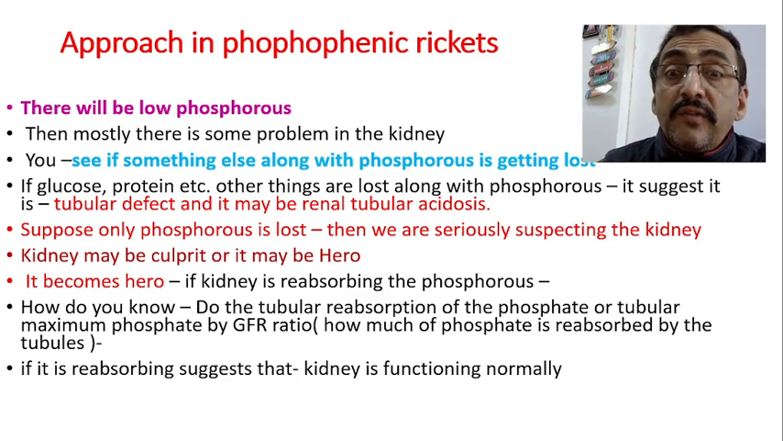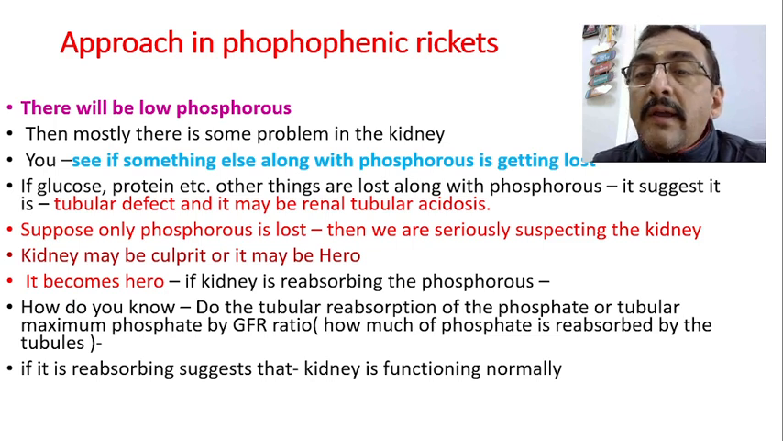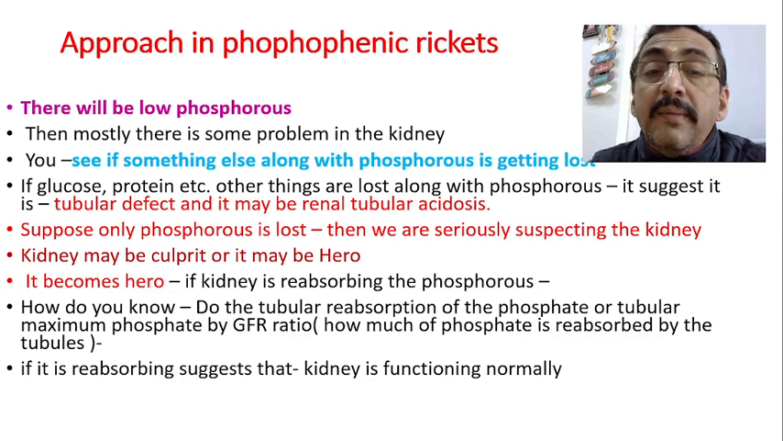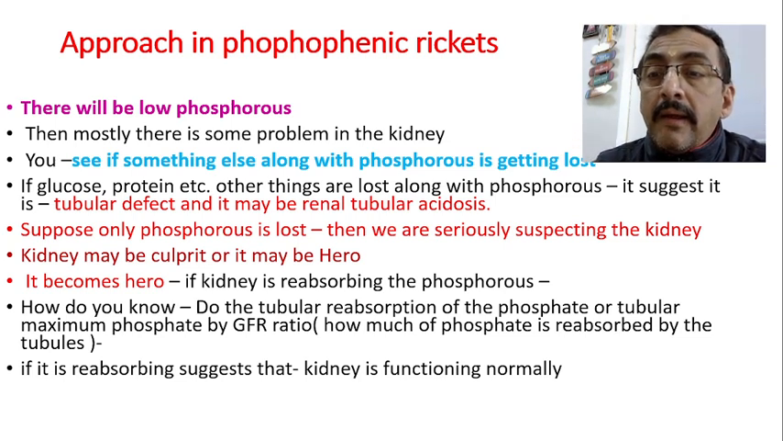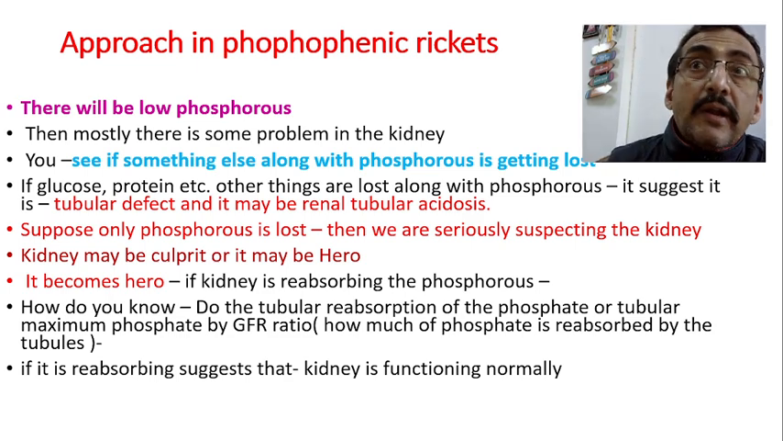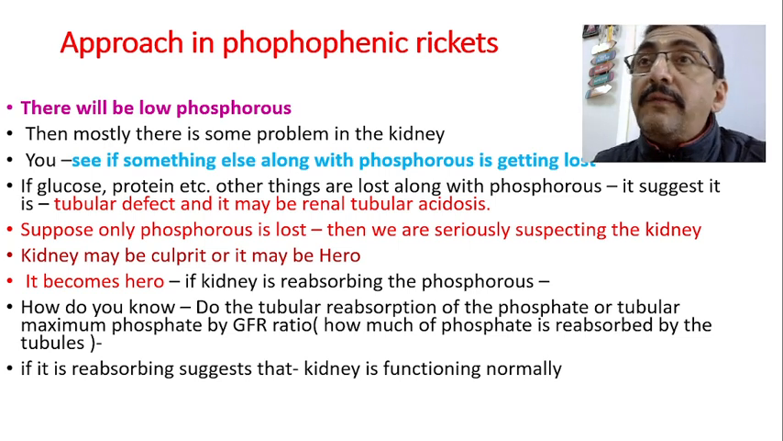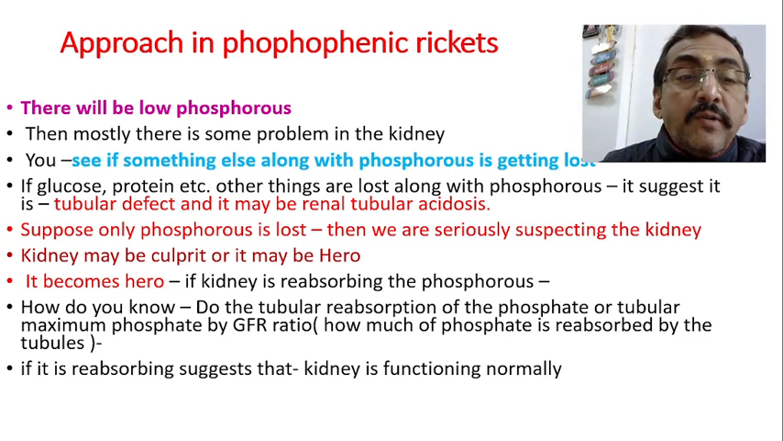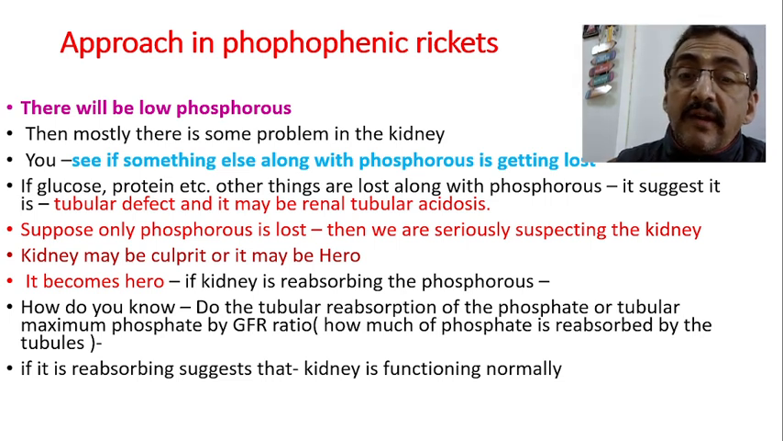Suppose only phosphorus gets lost, then we have to seriously suspect a kidney problem, like phosphaturia. Kidney may be the culprit or it may be a hero. It becomes a hero if the kidney is reabsorbing the phosphorus well. How do you know? Do the tubular reabsorption of phosphate and tubular maximum phosphate by GFR ratio. How much phosphate is reabsorbed by the tubules?